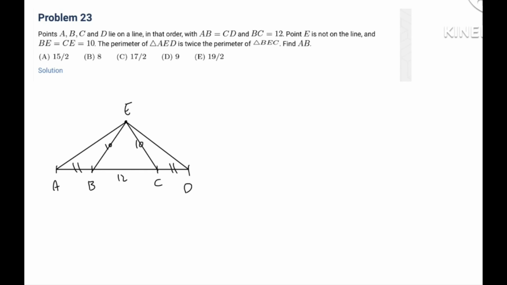And so since BE equals CE equals 10, if we split this in half, then 12 also splits in half, so it becomes 6 and 6, and so it becomes apparent that this is a 6, 8, 10 triangle, so this becomes 8. And so we have to find AB, right? So we have to find this distance. So let's use this one here. The perimeter of AED is twice the perimeter of BEC.